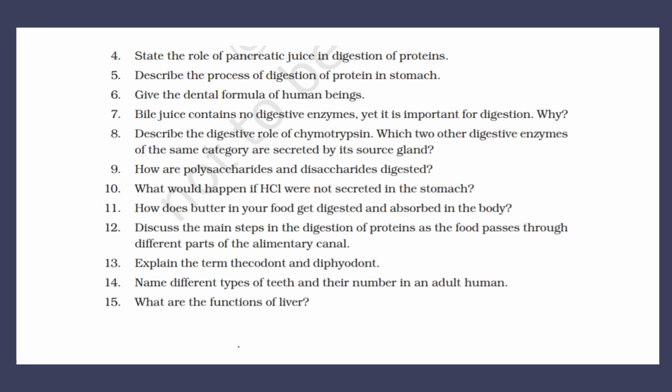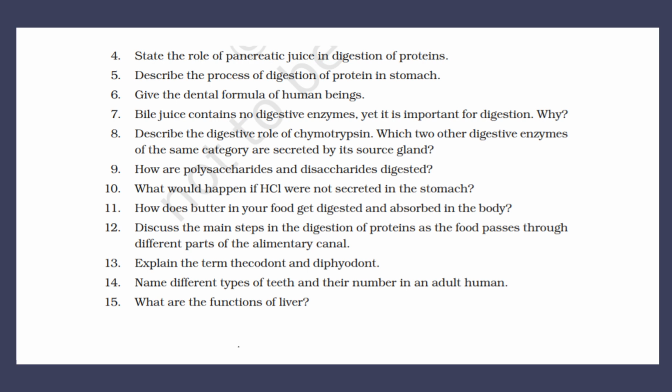Now, next question is give the dental formula of human beings. This question we have already discussed. 2, 1, 2, 3 upon 2, 1, 2, 3 into 2. Incisors, canine, premolars and molars are present like this. So, next question is bile juice contains no digestive enzymes, yet it is important for digestion. Why?